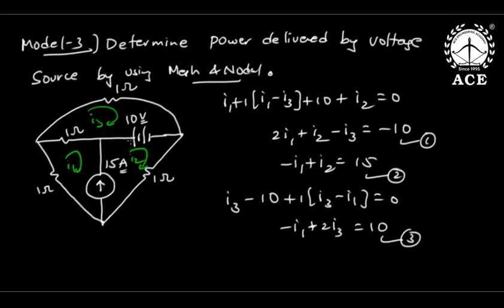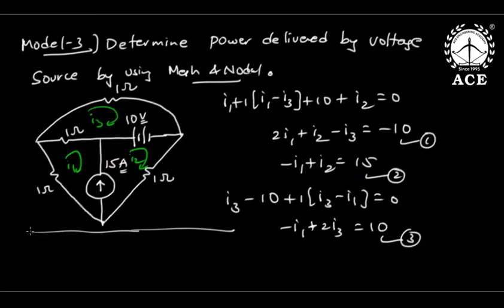But from these three, I want the power delivered by the voltage source. To find it, I need this branch current. But this branch current is the difference of these two mesh currents, I2 and I3. So first, let us find both I2 and I3, and then we'll find the branch current and direction also.